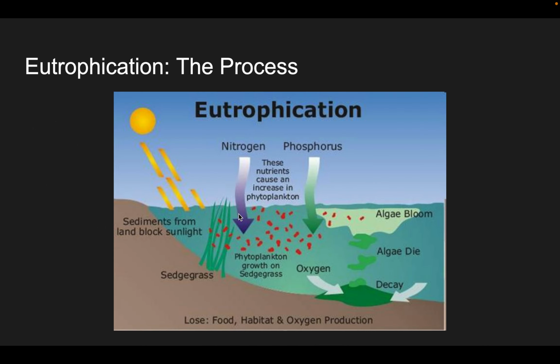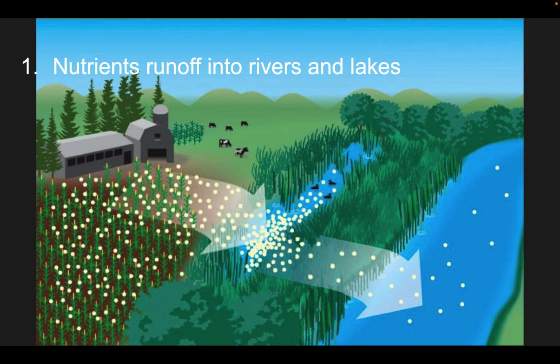Okay, so here's the process of eutrophication, step by step. So first we're going to have some nutrients running off into rivers and lakes. And you can see here our nutrients represented in white here. Perhaps more concentrated in the pond because it's closer. But also if you think about the river, there's always new fresh water coming in. So generally rivers will be more diluted than a standing body of water. Though of course it's all relative.